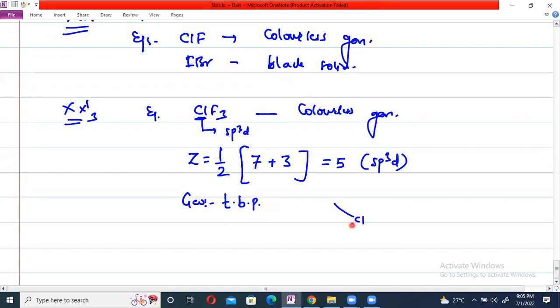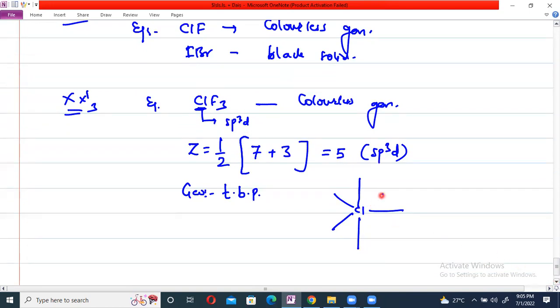Trigonal bipyramidal means it is having 3 equatorial bonds and 2 axial bonds. 3 equatorial and 2 axial bonds. But in this one, how many lone pairs and how many bond pairs are there? So find out with this trick. Z equal to number of bond pair plus lone pair.